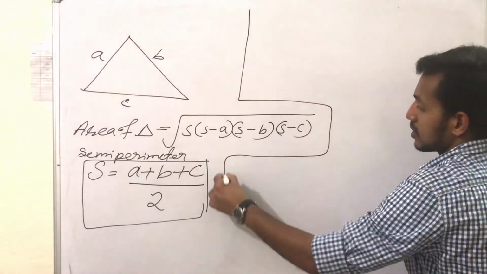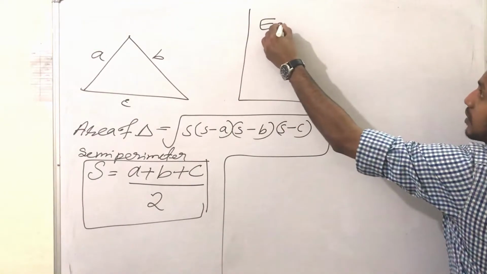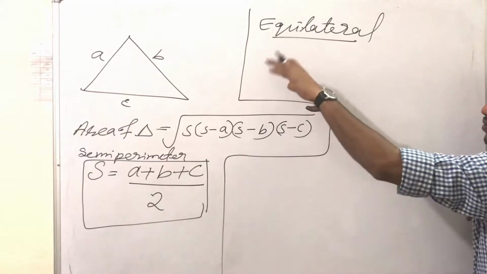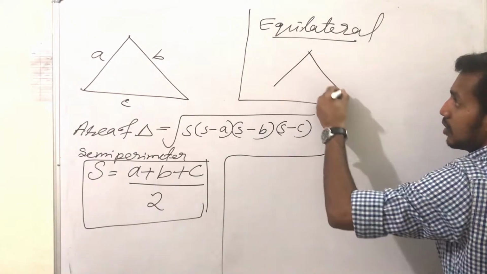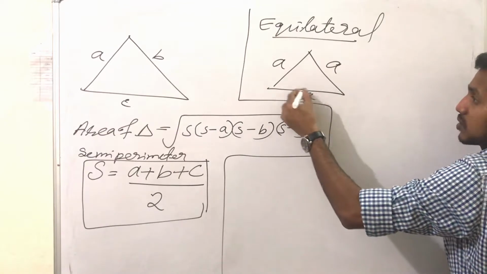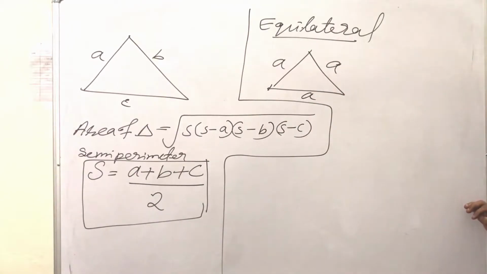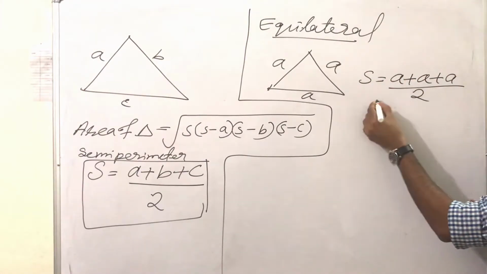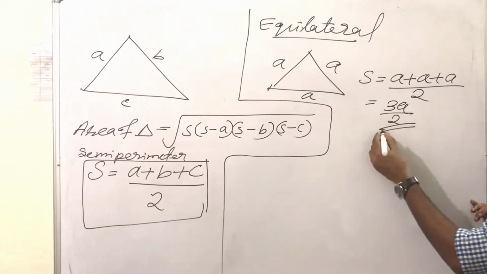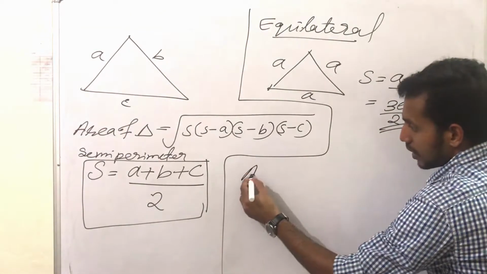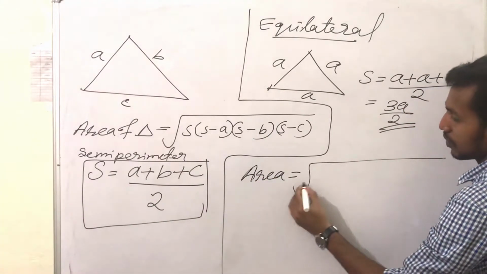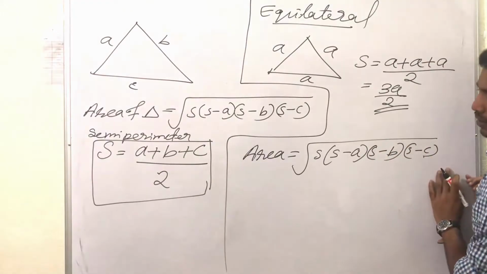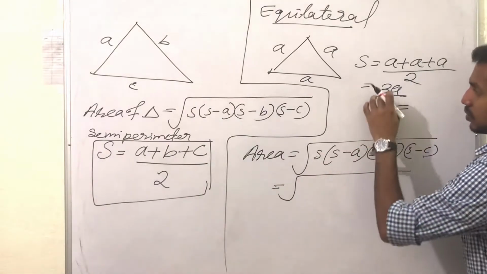Now, we can take a special case, that is the equilateral triangle. We are going to apply Heron's formula in case of an equilateral triangle. So, how will it be? For an equilateral triangle, all sides will be equal. That means we can consider all sides as a. Then s is equal to a plus a plus a divided by 2, that is equal to 3a by 2. Now the area is equal to square root of s into s minus a into s minus b into s minus c. Then what is s here? s is equal to 3a by 2.